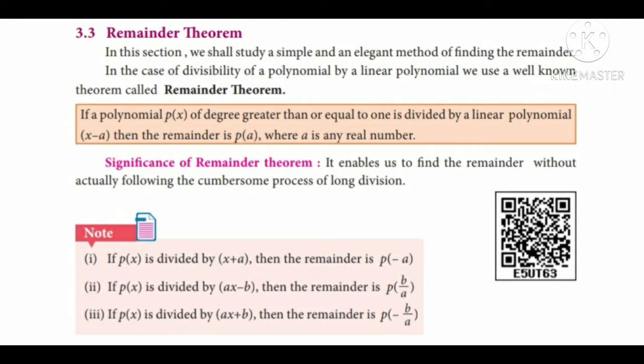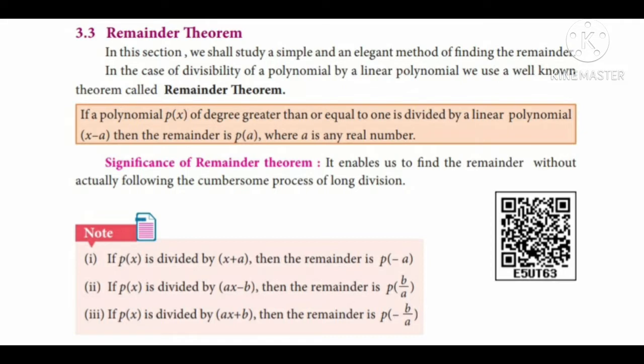Third one: if p of x is divided by ax plus b, then the remainder is p of minus b by a, because ax plus b is equal to 0 means plus b will change into minus b, then x is equal to minus b by a. So this is called the remainder theorem.